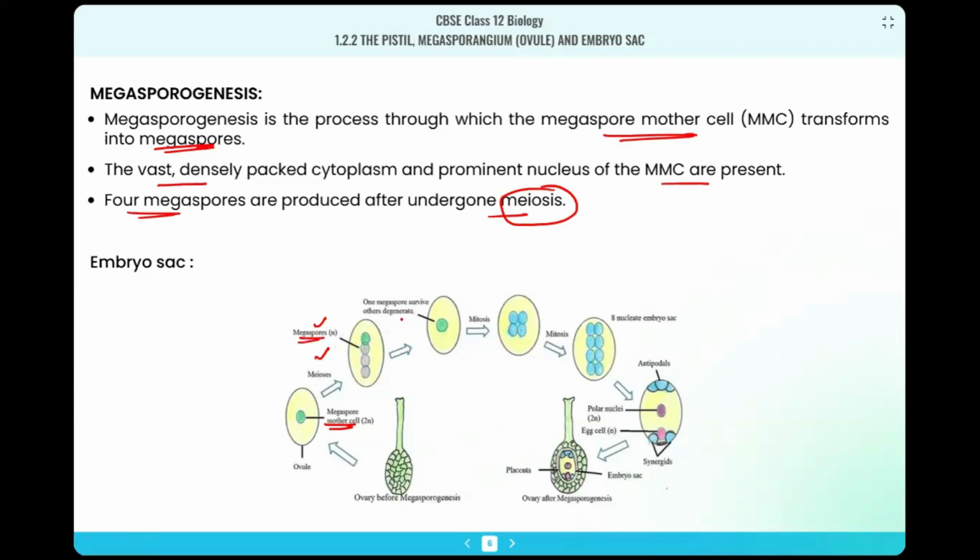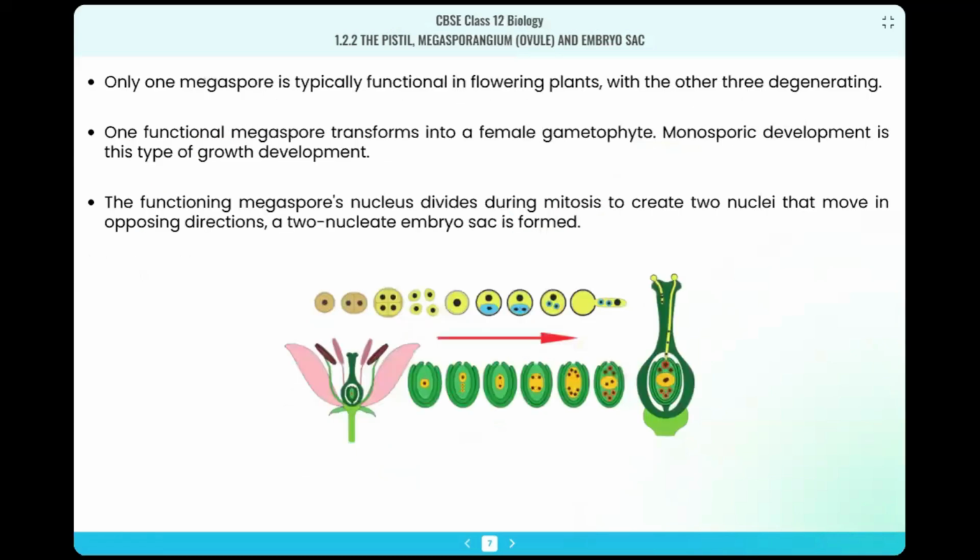So this megaspore undergoes mitosis, and finally develops into the egg cell, which will be fusing with the male gamete, that is the pollen grain, the male gamete developed from the pollen grain. Only one megaspore is typically functional in flowering plants, with the other three degenerating.